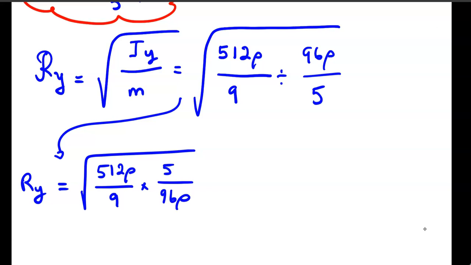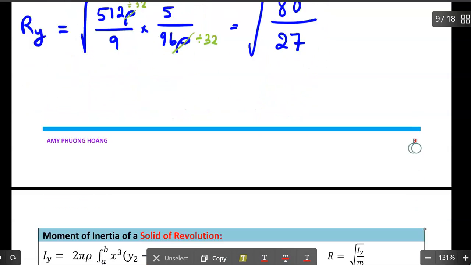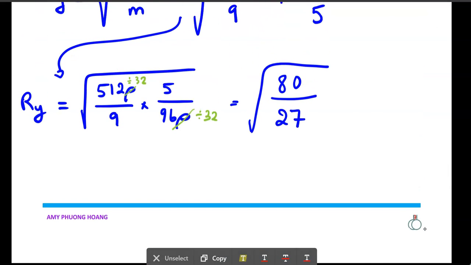Okay, so let's simplify this. You see the rho cancels out. For 512 and 96, I know that I can divide them both by 32. So I divide this by 32, and I also divide this by 32. So 512 divided by 32 gives me 16, and 96 divided by 32 gives me 3, so that should be 3 times 9 in the denominator, which is 27. So I will have root 16 over root 27. The next step I would like to show everyone is that you need to simplify your answer.